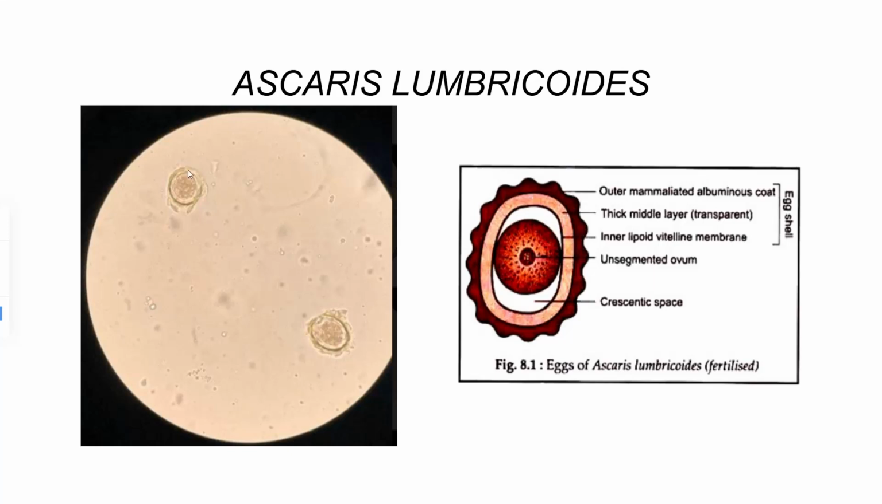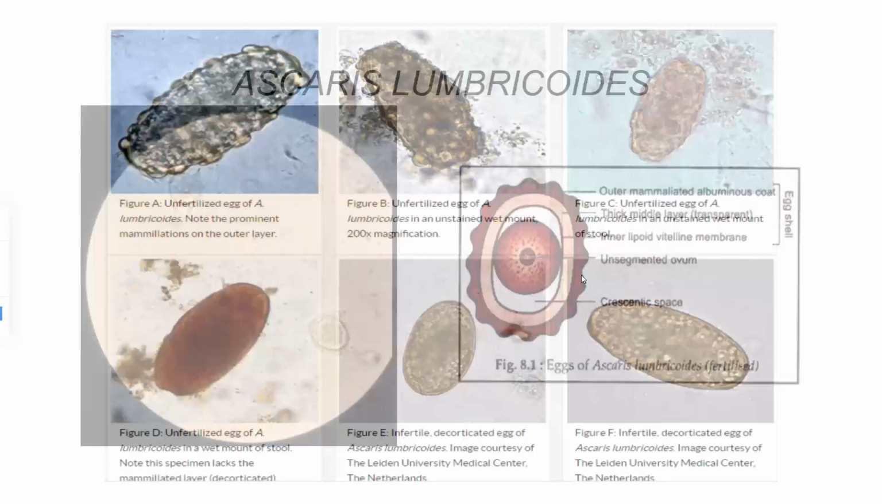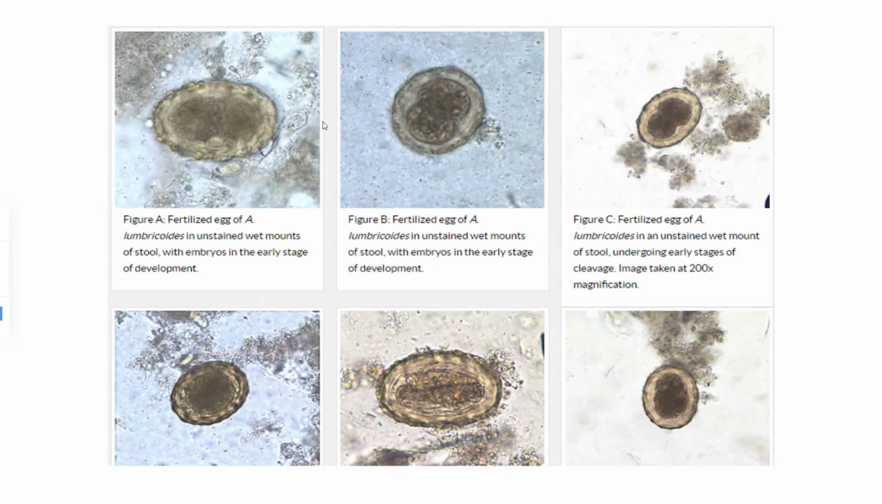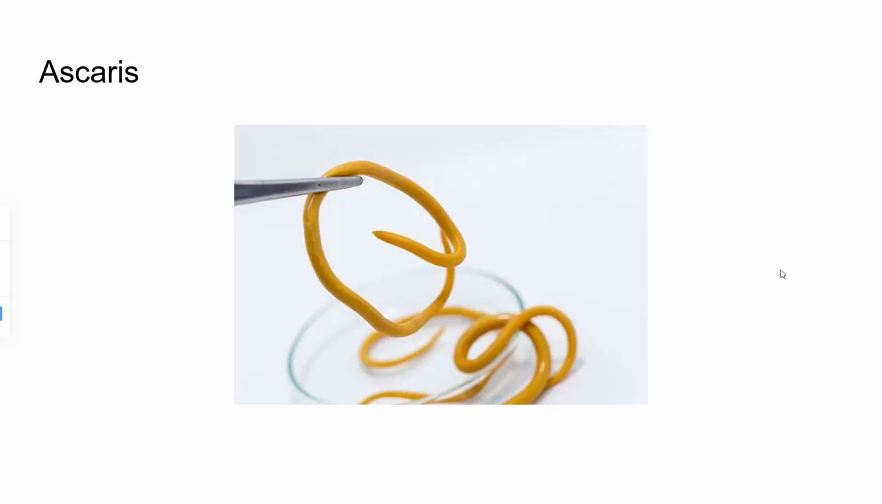Here's some more pictures. So this is from an actual prepared slide. And then here's kind of a cartoon drawing of the egg. This is the unfertilized egg, and what that would look like. And then when it's fertilized, this is what it would look like. So the fertilized egg is the infective stage. And then this is a picture of what the worms actually look like.